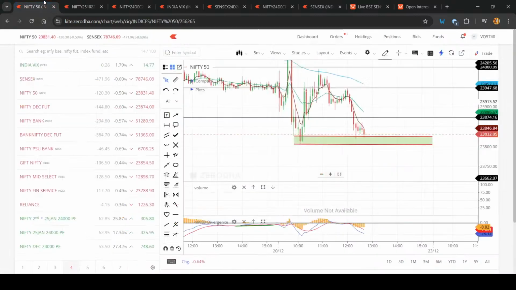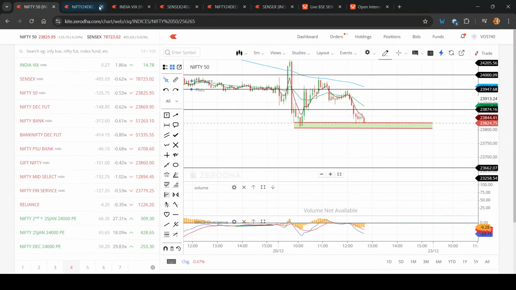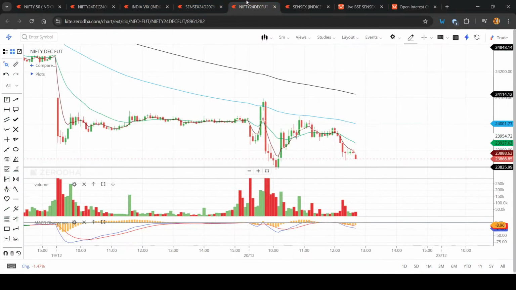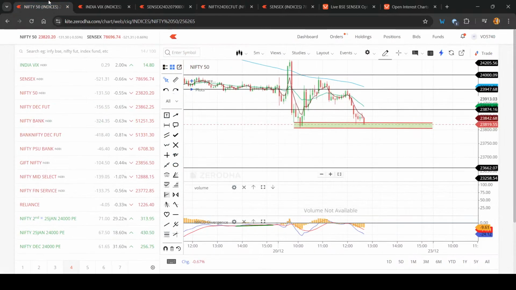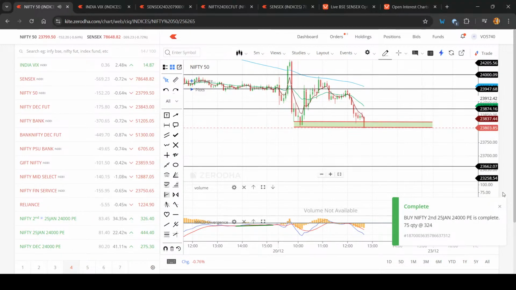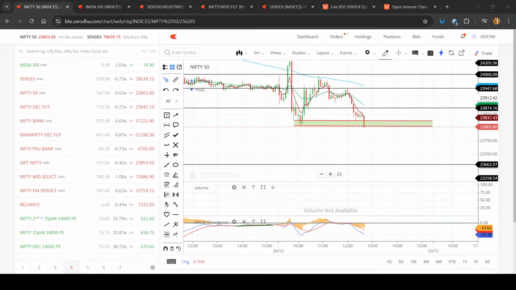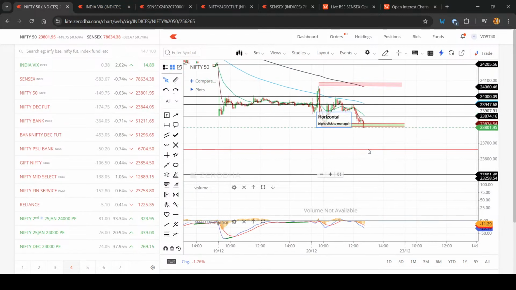Let's see what happens. Futures are also declining at a good speed, I think. All right, I think markets are trying to break down, right, and we are seeing a good amount of increase in the premium. So the market is trying to break 23,800. Let's just sustain 15 minutes below 23,800. All right, and then we can proceed with the target of this.